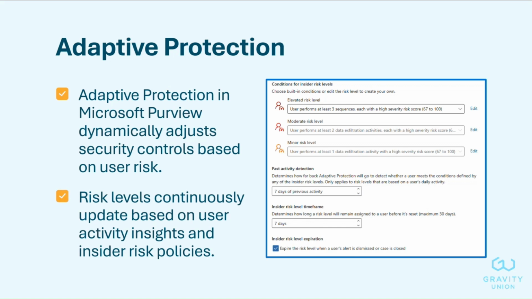And then related to this is adaptive protection. I think this is kind of cool because it will drive some things that people can do or can't do based on their risk profile. Adaptive protection will change people's risk profile based on some of their activities. So if people, let's say, are downloading a whole bunch of things from OneDrive or SharePoint, that could presumably elevate their risk level. Microsoft Purview provides some default ones: elevated risk level, moderate risk level, and minor risk level. You can change those as well.